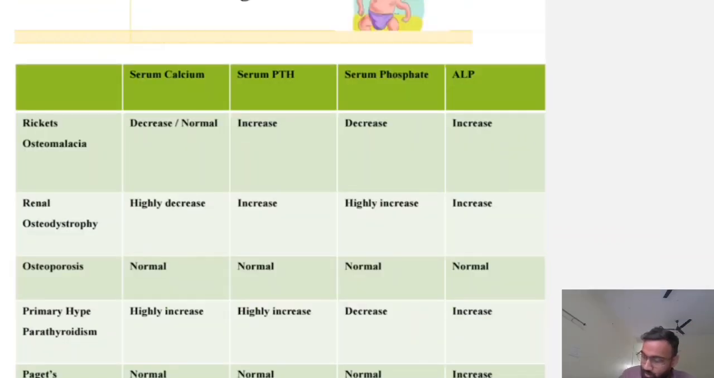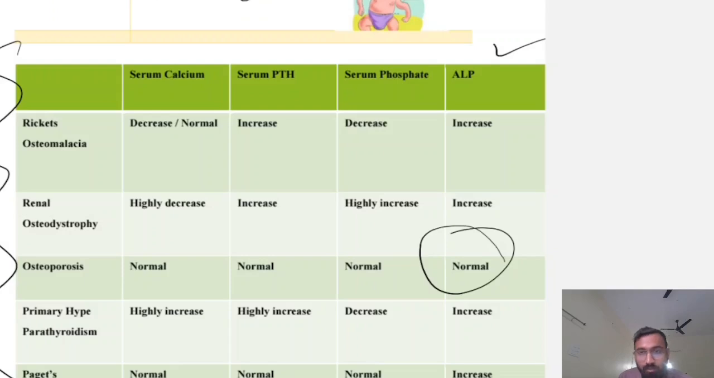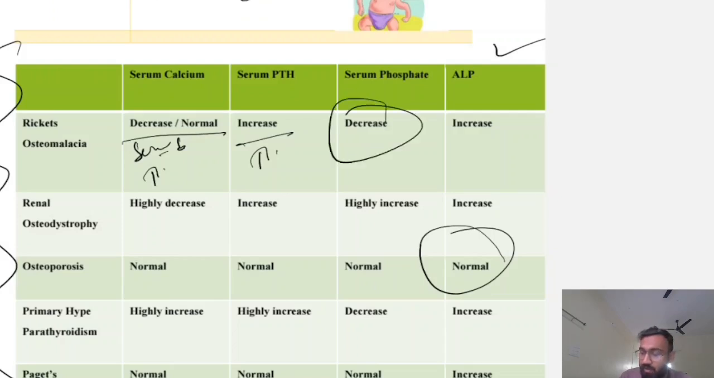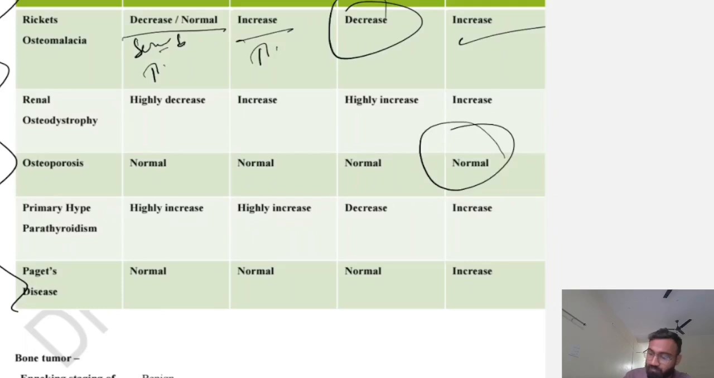Okay, so let's talk about the various parameters and diseases. Just remember, ALP is increased in every disease except osteoporosis. In osteoporosis, everything is normal. In rickets, serum calcium is decreased. So reflexly, by positive feedback, serum PTH is increased. Serum PTH increase in blood causes absorption of calcium and excretion of phosphate in the kidney. So phosphate level is decreased and ALP is increased.